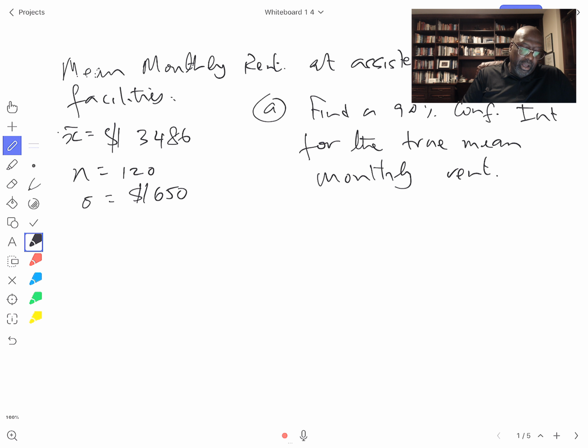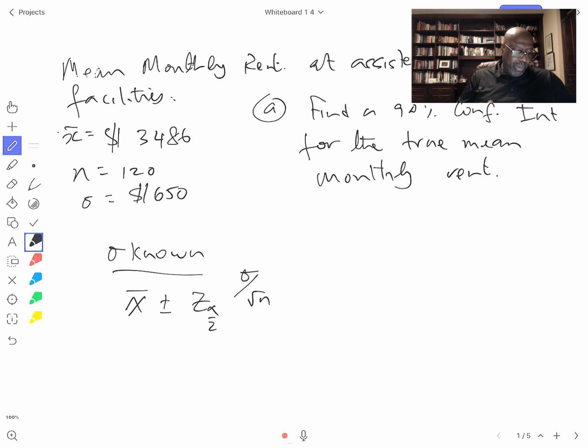Okay, so we know sigma. In this case, sigma is known. So if sigma is known, then we will estimate the population mean using z alpha over 2 times sigma over the square root of n. Do we have x bar? Yes, we do. We have n. We have sigma. Now we need the z value.